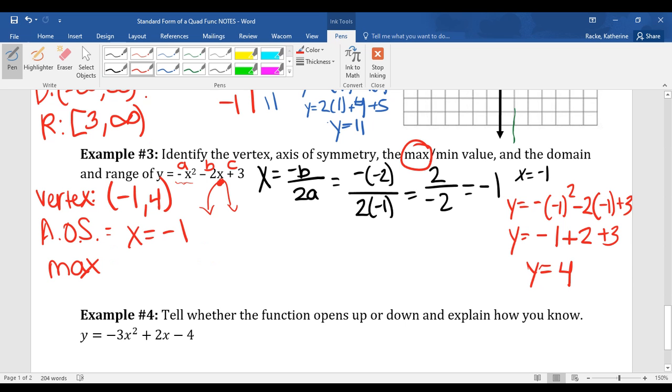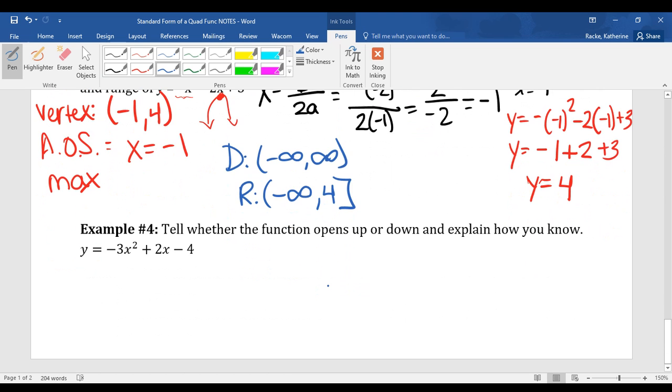Now moving on to domain and range. So domain we know is negative infinity to infinity. Our range is our y value, and depending if our a value is less than or greater than 0, our a value is less than 0, so it opens down, which means we're going to start with negative infinity and go to our y value in our vertex, which is 4 bracket. That is what you need to be able to determine.